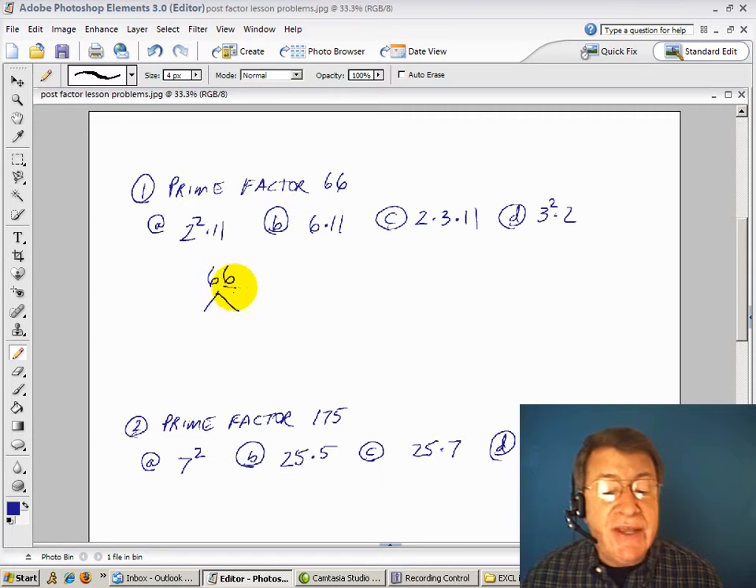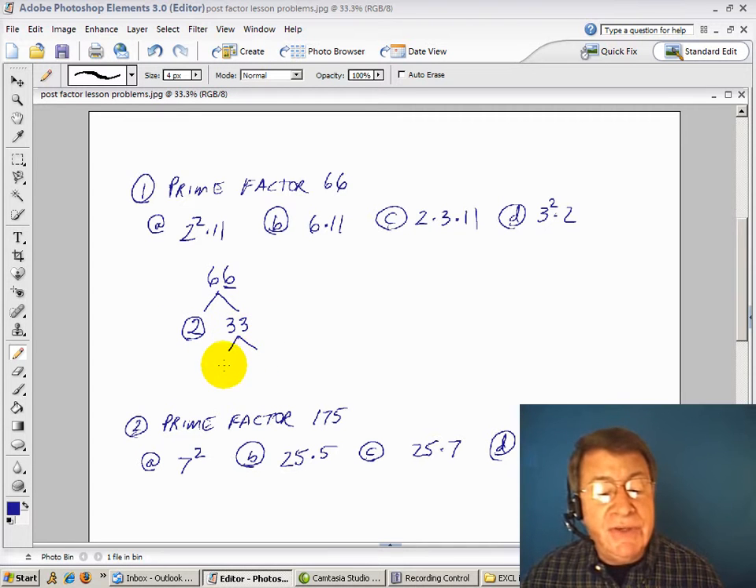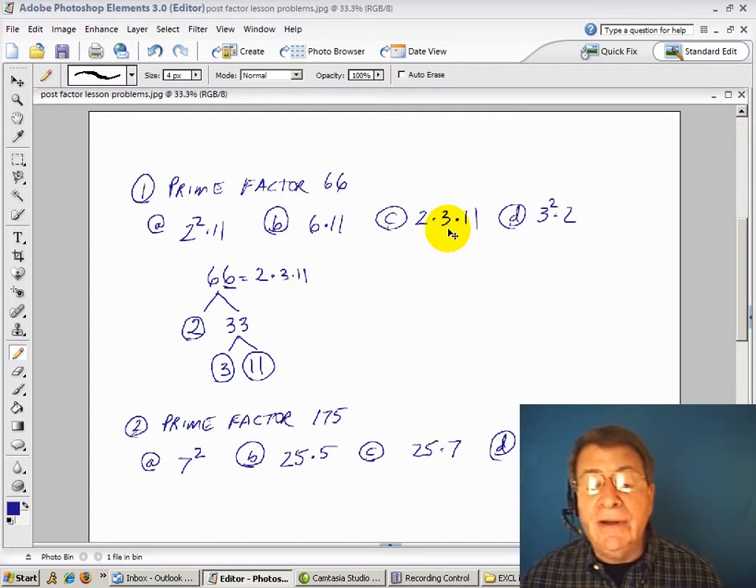We could notice that this ends in an even number, and as a result we can divide by 2, and 2 will go in evenly into 6 and 6 and give us 3 and 3. Well, 2 is a prime number, but 33 easily can be seen to be containing a 3 times 11. Both of these are prime numbers as well. So the 66 is 2 times 3 times 11, and our answer would be C.